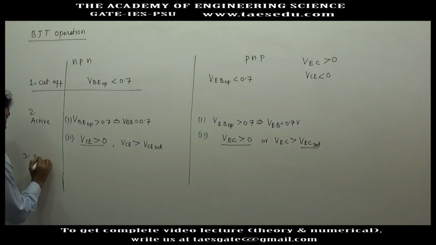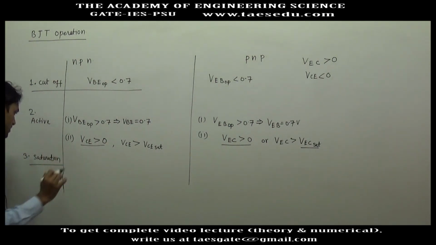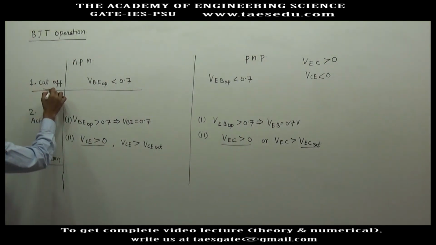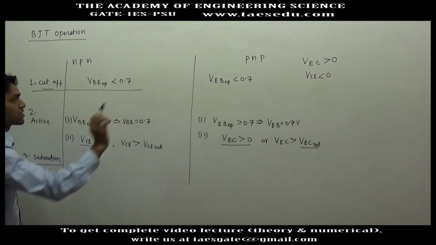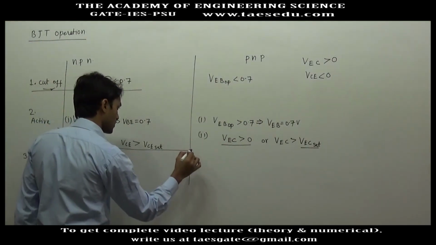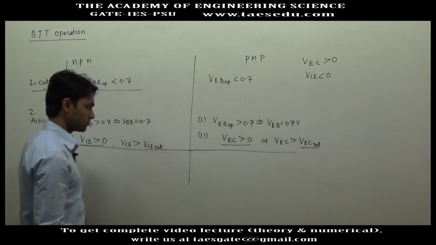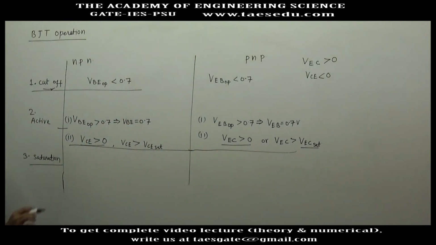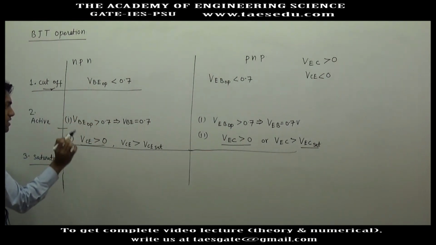Third is saturation. As I said earlier, you will never first check for saturation region. You will first check for cutoff region. If the base emitter junction is forward biased, this will not be in cutoff region. Then you will check for active region. Now if this condition is not satisfied, the transistor will automatically operate in saturation region. So I will not write any condition for saturation region. If this is not satisfied, the third condition will automatically be satisfied.